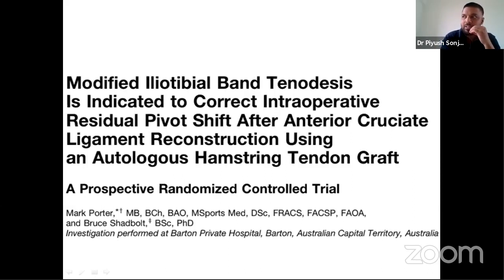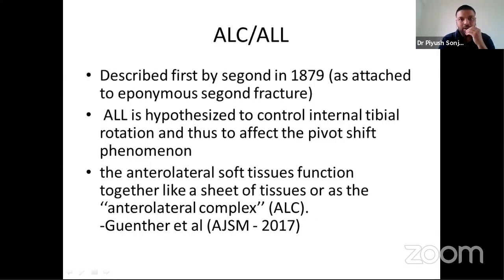So they have taken patients, and after doing the ACL reconstruction, they have checked the residual pivot shift test. After checking the residual pivot shift, if it is there, they have made two groups. In randomized group A, they have done ALL reconstruction, and in group B, they have left it like that. So this is a prospective randomized control trial.